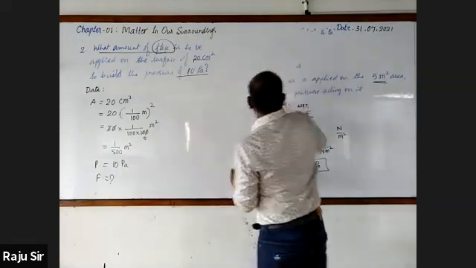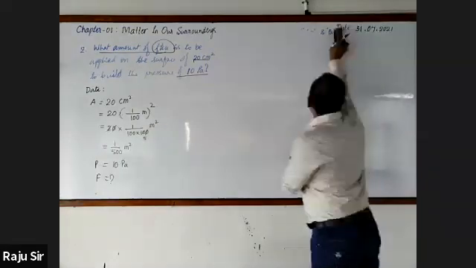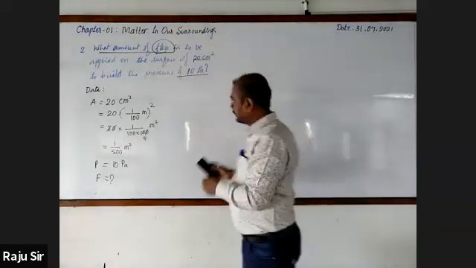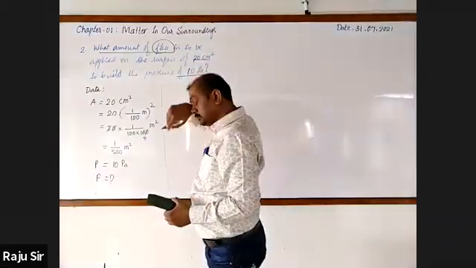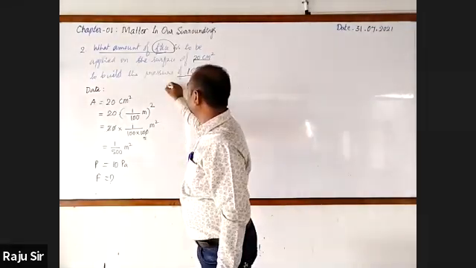Sir, how did it come, 10 Pascal, sir? 0.02 Newton, sir. How did it come? You're all right.